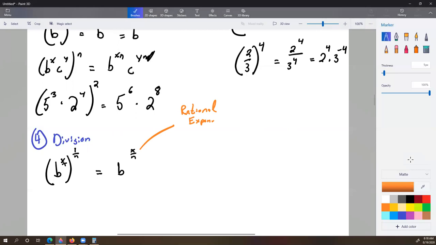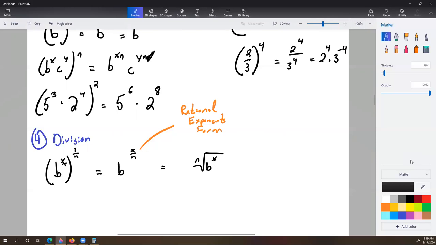That matters because sometimes you get asked in a homework question to write your answer in rational exponent form versus, and here is the other option, radical form. You can write it using a root, and that root is going to look like b to the x all inside an nth root. So the way I read this in English is the nth root of b to the x. Another way you could write this, again, these are all equal, is the nth root of b all to the x power.